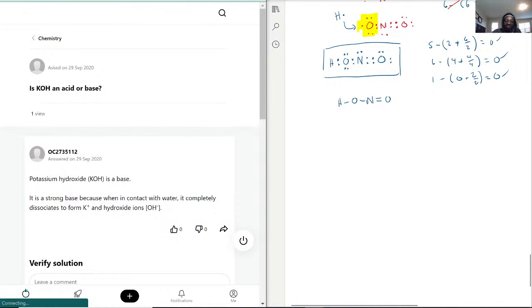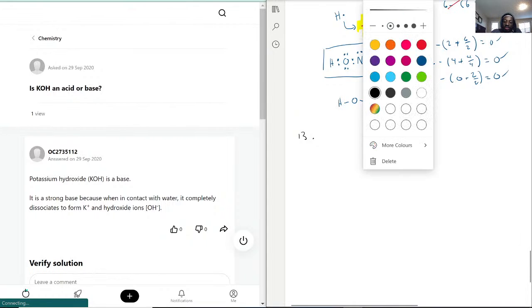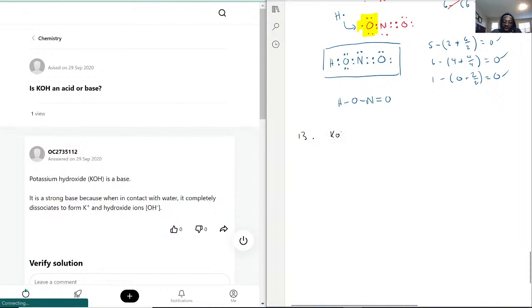Okay, is KOH an acid or a base? So this might be a relatively short question. But for this one, we have to really understand what it means to be something that's bonded with potassium.